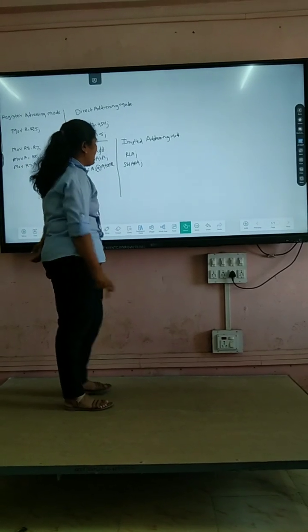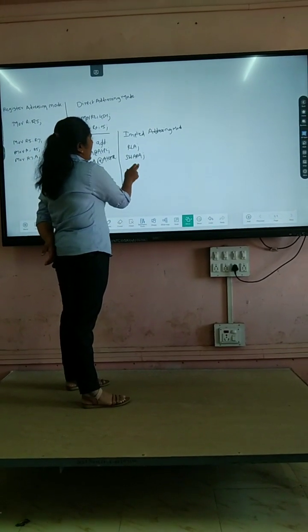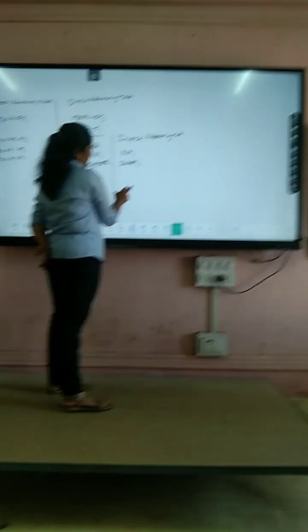The last one is implied addressing mode. Examples of this addressing mode are RLA and SWAP.